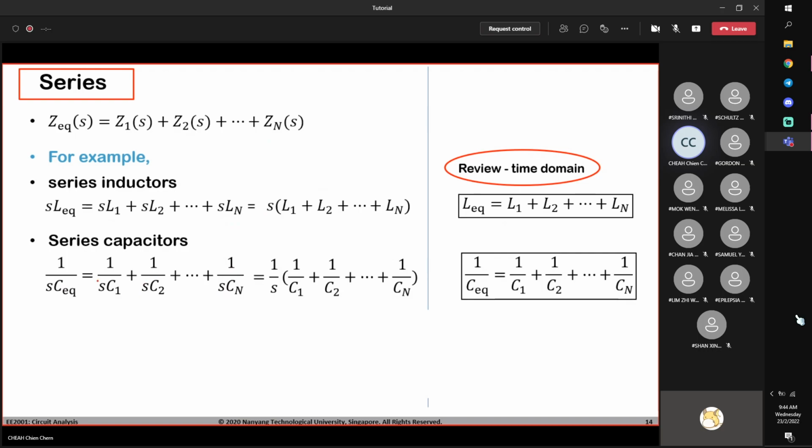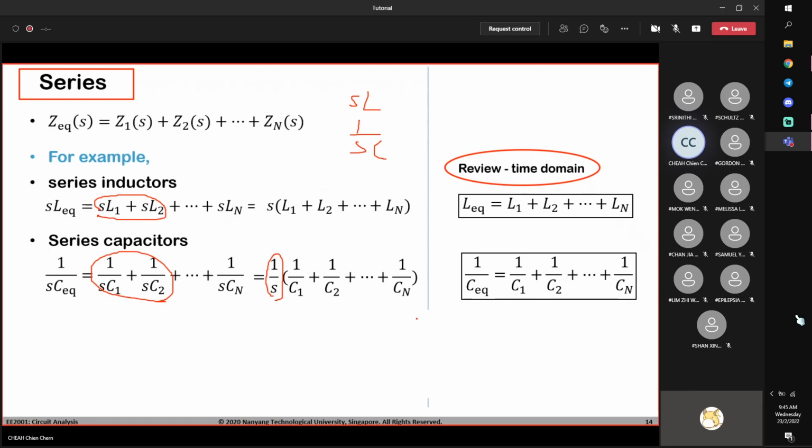The capacitor is the reverse, because now you can see that it's 1 over SC. Therefore, if you add up the impedance, 1 over SC1, 1 over SC2, for example, then you take out the common factor 1 over S, and this whole thing is 1 over CEQ, which is the same as the time domain formula. So even if you forgot this, you can actually just work out one very simple example to remind yourself. Of course, you have to remember this by heart: SL, 1 over SC. Then you try adding them, you will get the formula that you want.